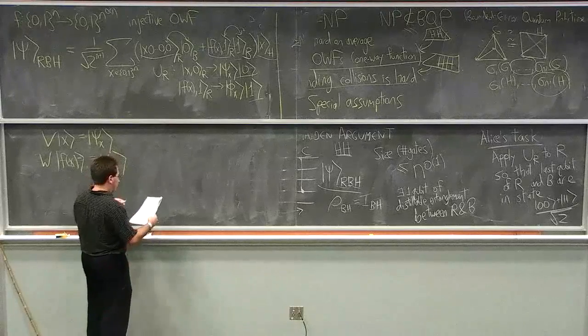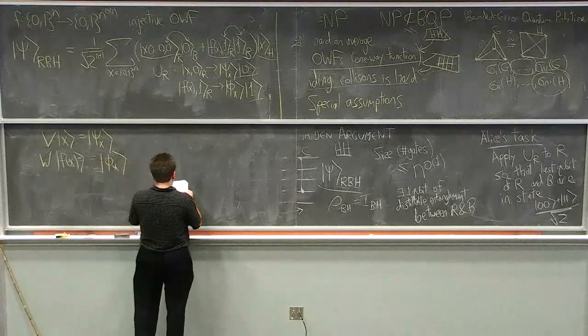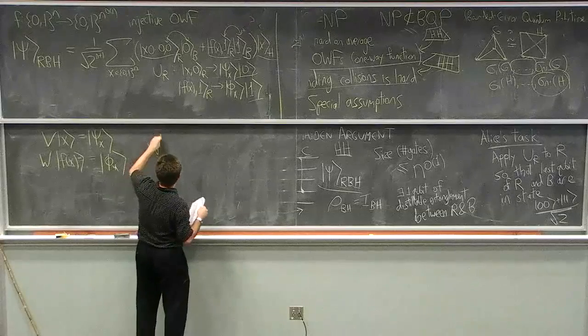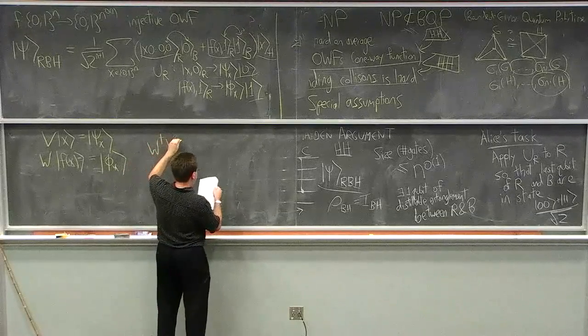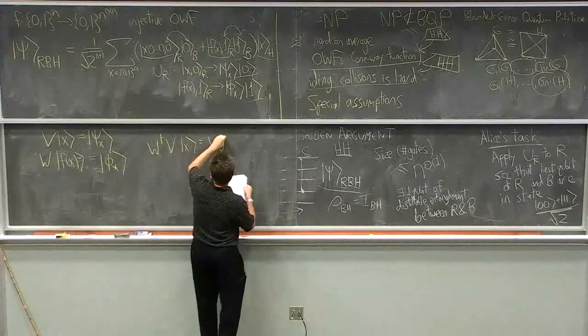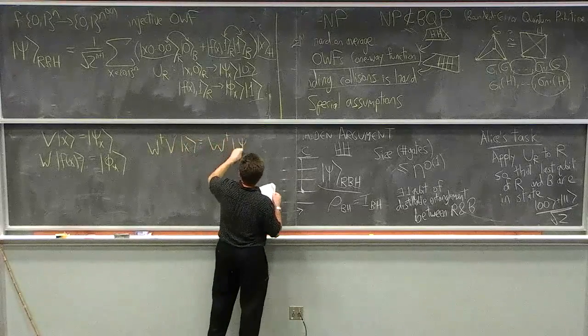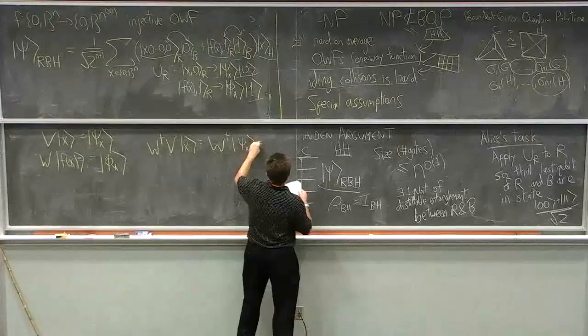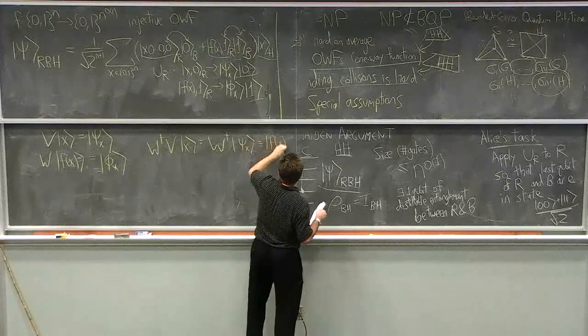Now we're essentially done, because if we look at W dagger V applied to x, then that will just be W dagger psi x, which is f of x.